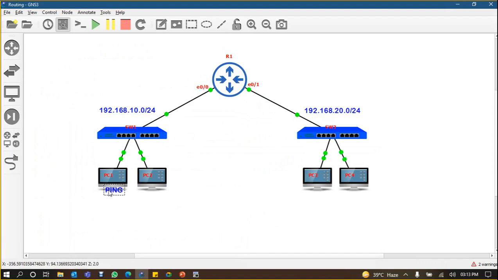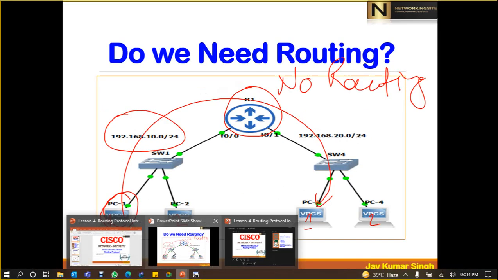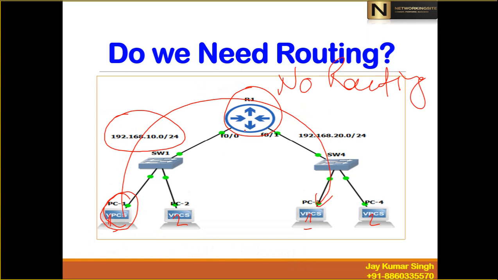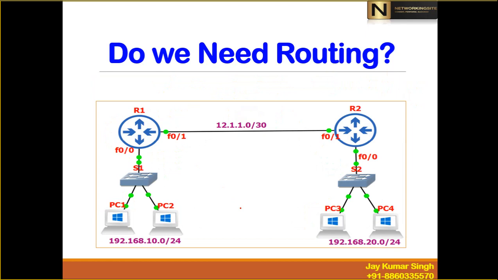Whenever any network is directly connected, then you can communicate, no problem. In that condition, there is no need of routing. But the problem will come when we have many routers.